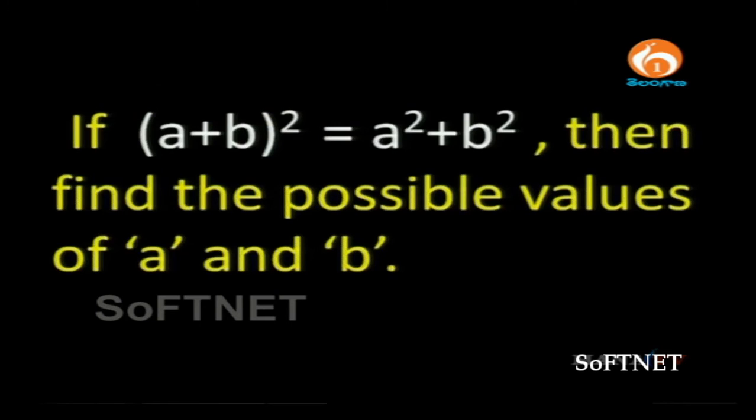And next problem, if a plus b whole square is equal to a square plus b square, then find the possible values of a and b. Once again I repeat, if a plus b whole square is equal to a square plus b square, then find the possible values of a and b.